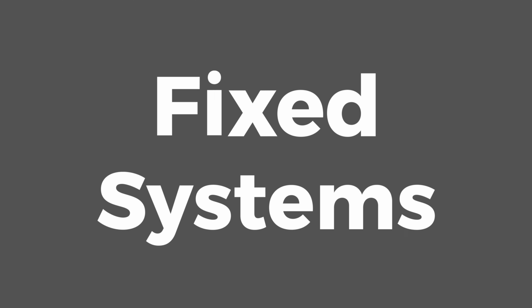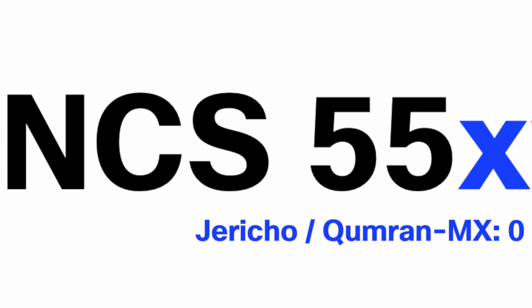Okay, let's take a look at the portfolio. The fixed form factor platforms. We should start by explaining the logic behind the naming of these boxes. NCS 55 represents the family. Then we have a third number or letter describing the internal ASIC. Today's options are 0 and A. 0 if we are using Jericho or Qumran-MX. A if the box is using Jericho Plus.